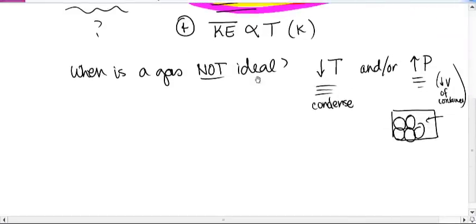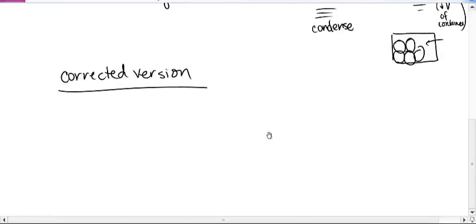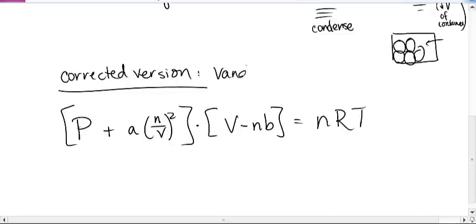So just informationally, I want you to know that there actually is a corrected version of the ideal gas law. And here's what it looks like. Just copy it down. Or don't copy it down. I honestly don't care, but I just want you to see the corrected version of it. The corrected version is known as the van der Waals equation. And I am not going to ever ask you to actually use this. But I want you to see it, because here's what it does.